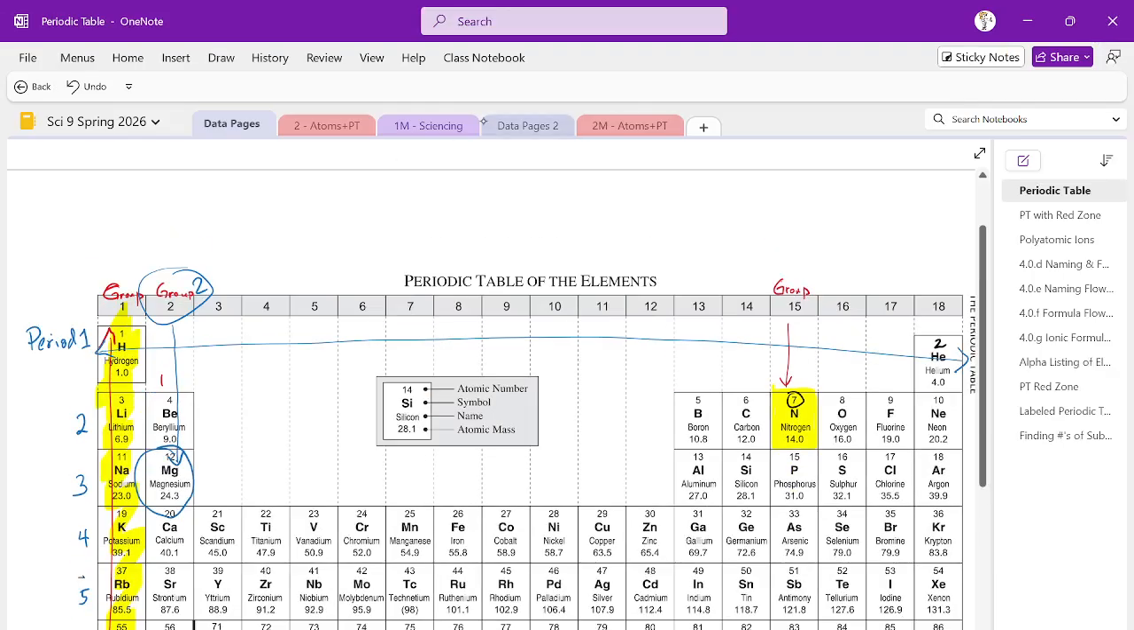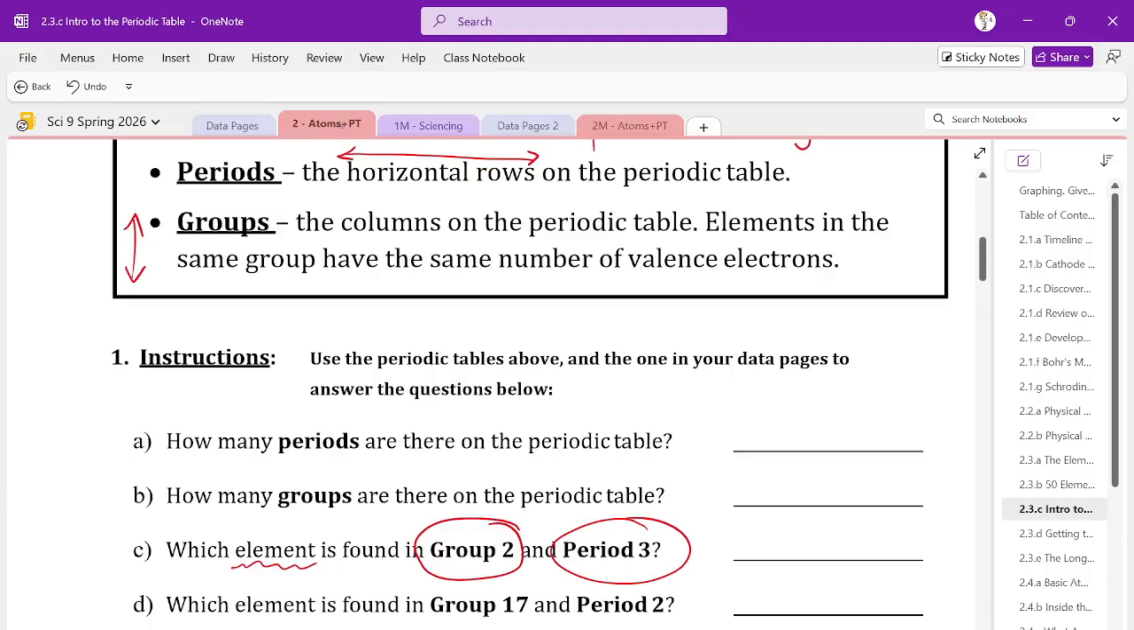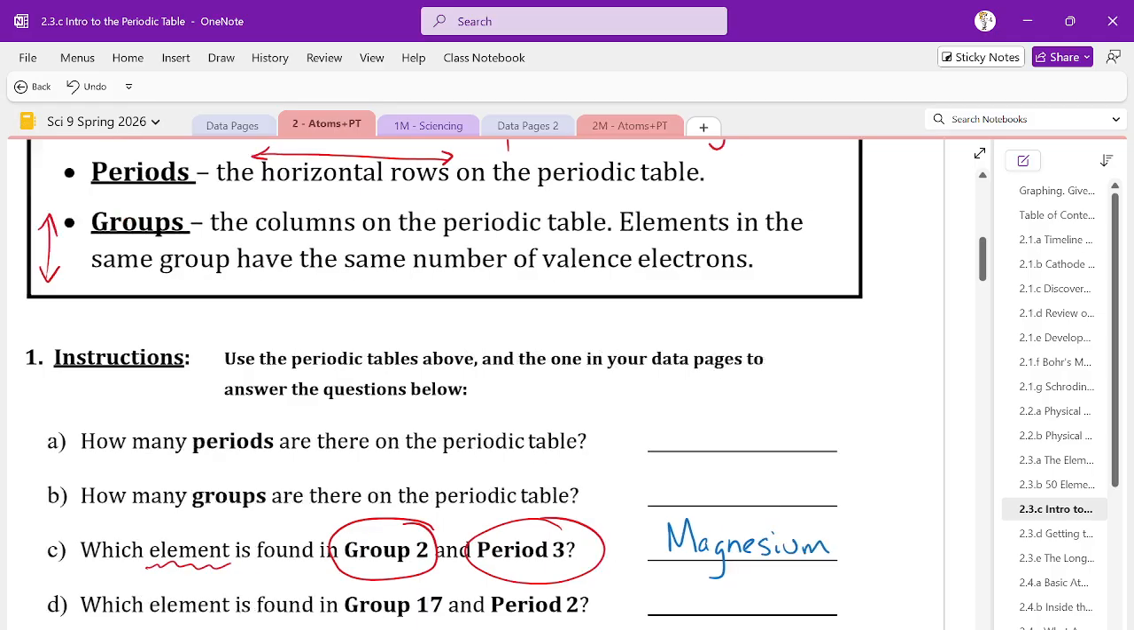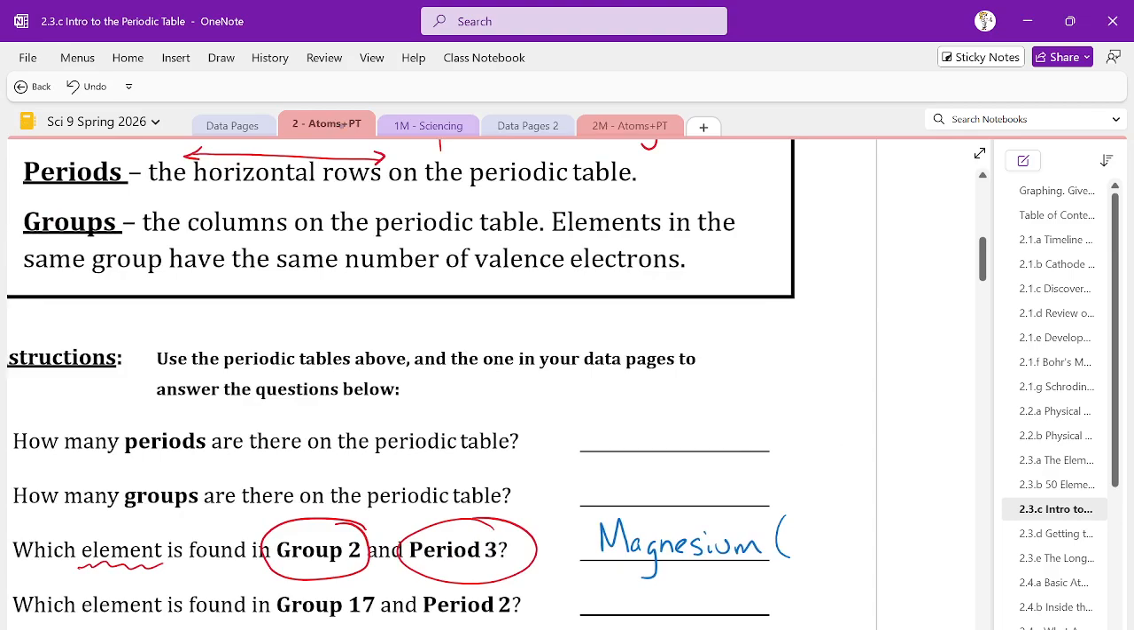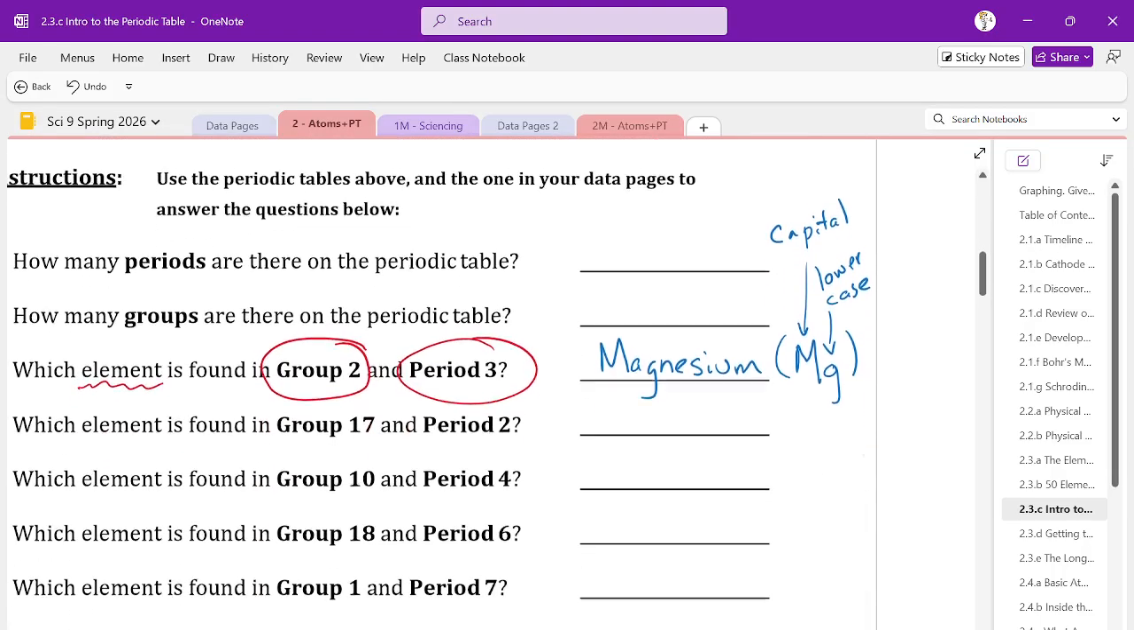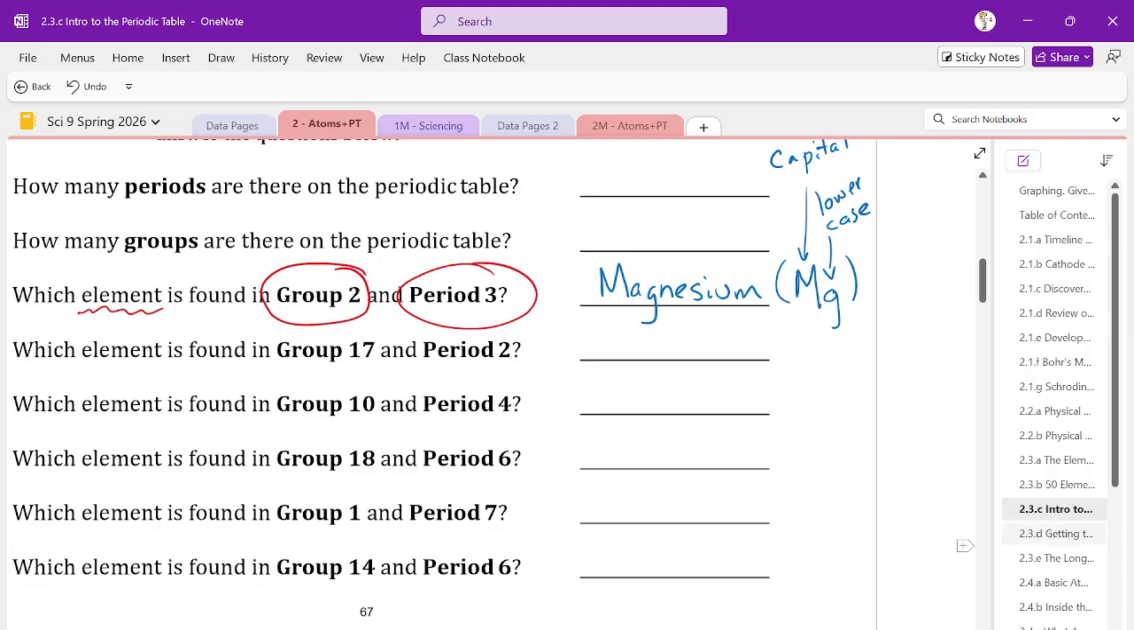So what we would do then is we would fill in magnesium. If you prefer, if you don't want to write out the whole name, you could just write the symbol. And if you recall, the symbol always starts with a capital letter. And it is followed by a lowercase. So Mg. So it's up to you. You can write the symbol or you can write the whole word. Okay? After we've gone through a couple more things, I'm going to let you do those on your own.